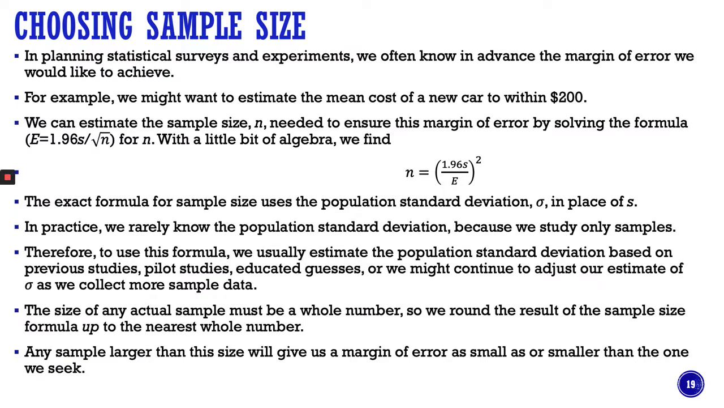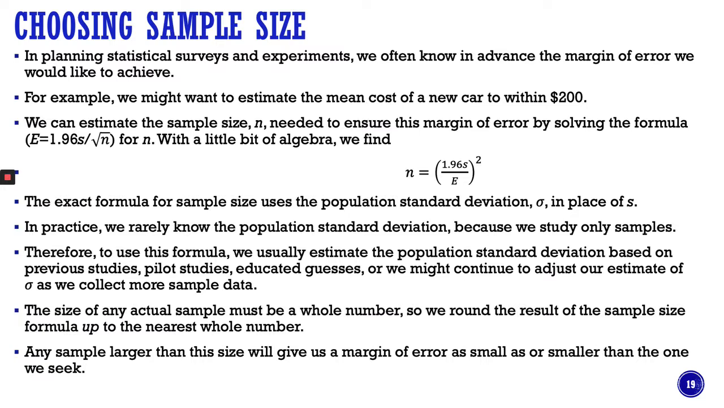In planning statistical surveys and experiments, we often know in advance the margin of error we would like to achieve. For example, we might want to estimate the mean cost of a new car to within $200. We can estimate the sample size n needed to ensure this margin of error by solving this formula, which is our formula for error, and solve it for n.